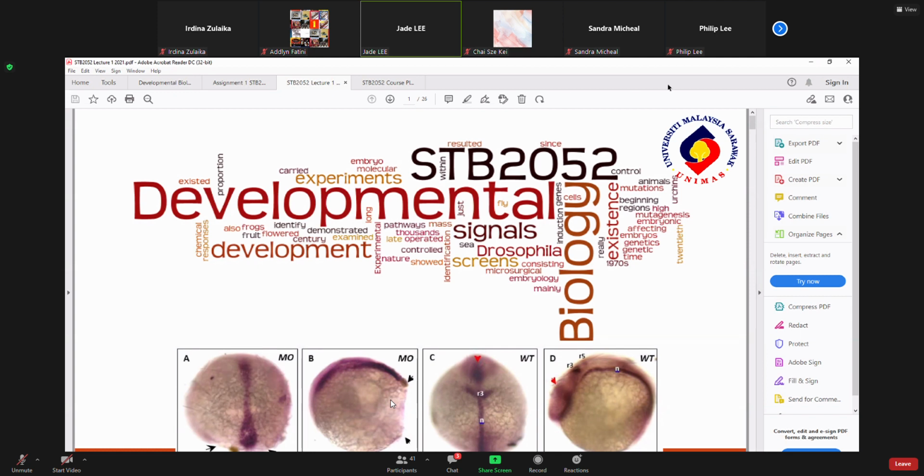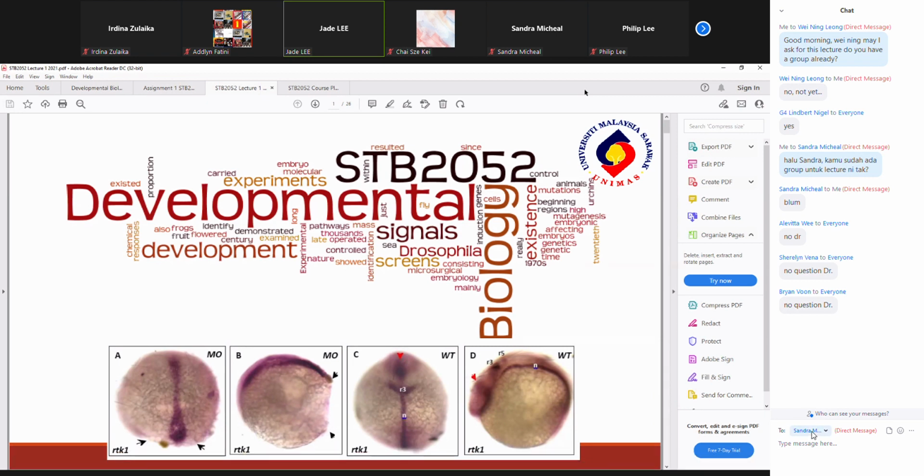So, before I start, let's look at this way. What do you really understand about developmental biology? Do you have any idea of what developmental biology is all about? Any idea? What is developmental biology? Growth. Growth, okay.